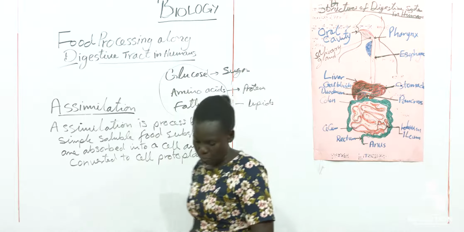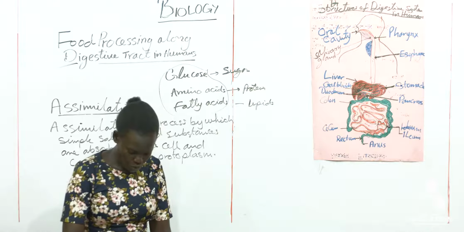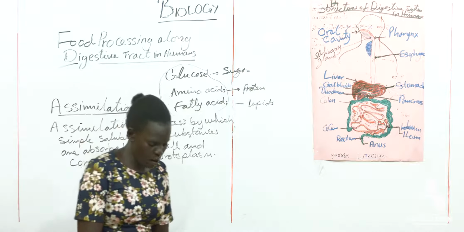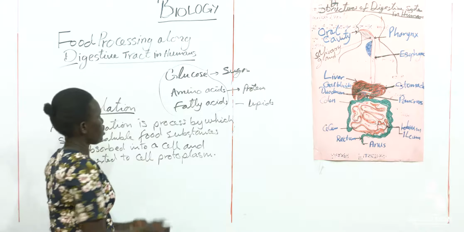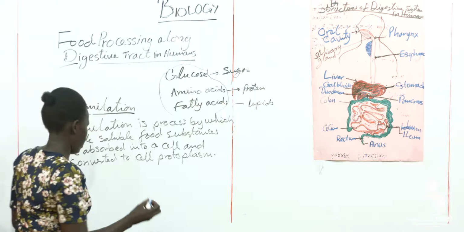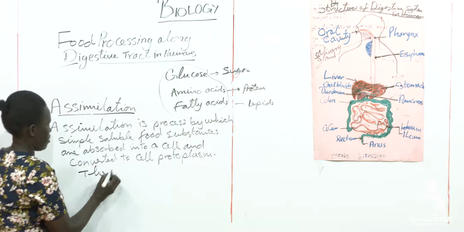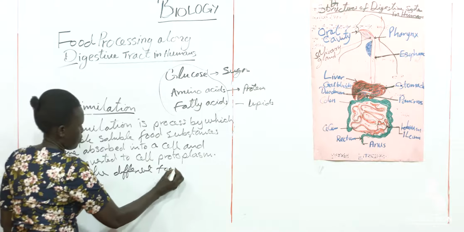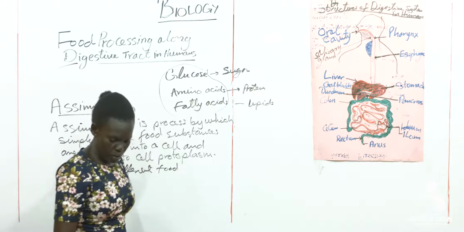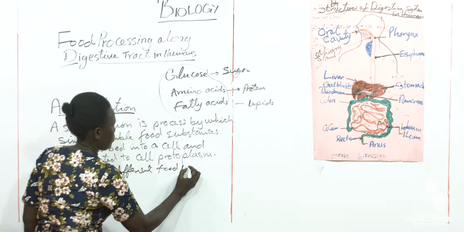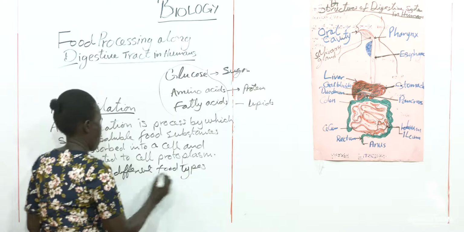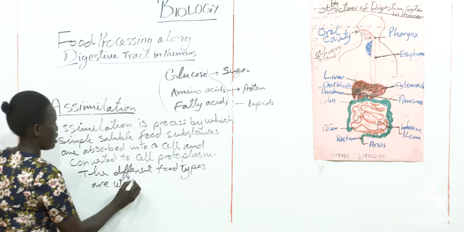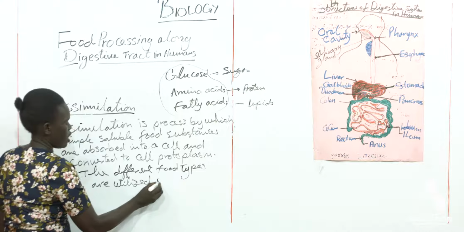So in this case, under assimilation, the different food types are utilized in the following ways.